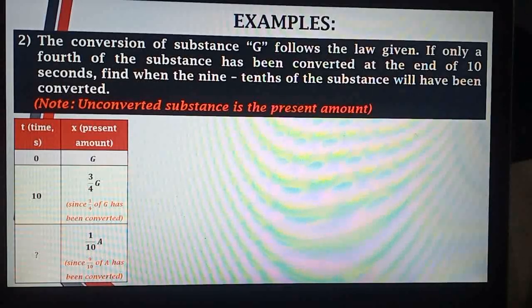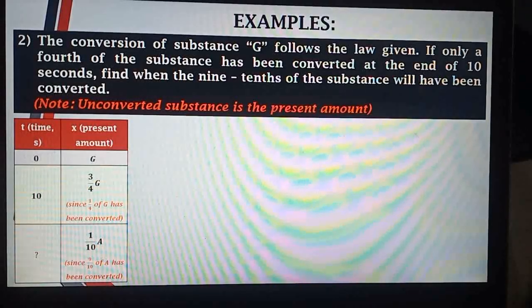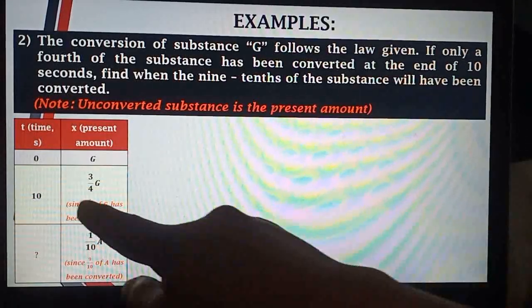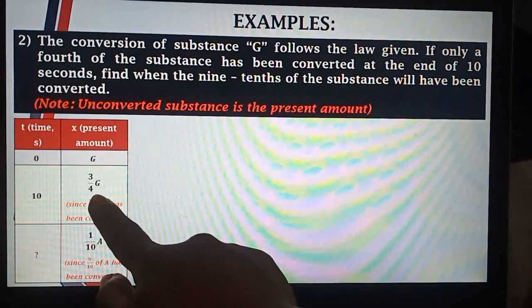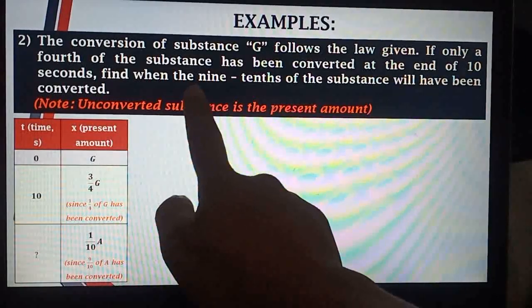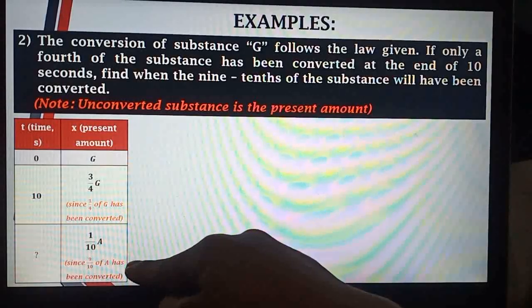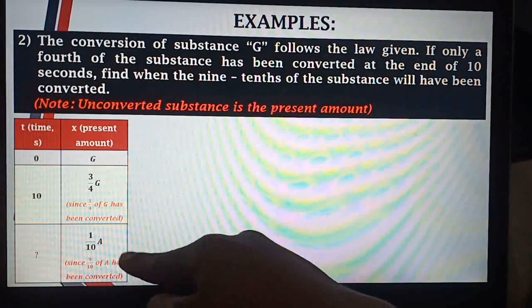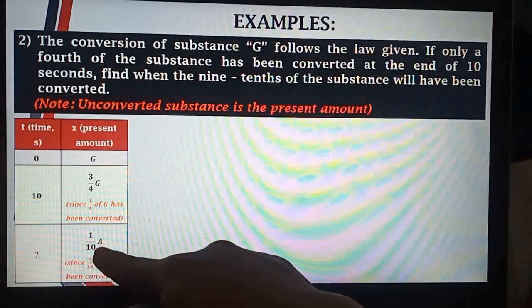So the starting time, the value of your present amount is the whole substance G, which is G. So after 10 seconds, a fourth of the substance has been converted. So one fourth has been converted. Therefore, three-fourths of the whole substance G is the unconverted amount. Then the question is, find when the 9/10 of the substance will have been converted. If 9/10 of the substance has been converted, obviously 1/10 of the substance G, this is G, sorry for that.